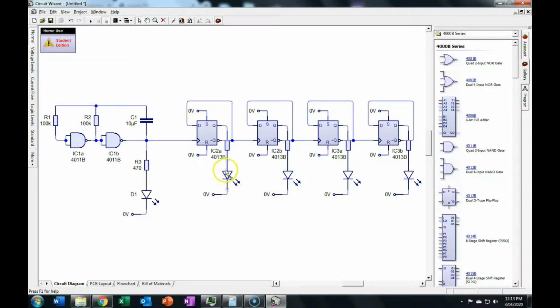This one changes most frequently, so this would be the least significant bit, and this one changes least frequently, so this would be our most significant bit. And you can see that this one changes every pulse of this, well, supposedly every pulse. This one changes every second pulse. This one changes every 4 pulses. And this one changes every 8 pulses. And so they are the weightings of these LEDs. So this is our 1s, 2s, 4s, and 8s.